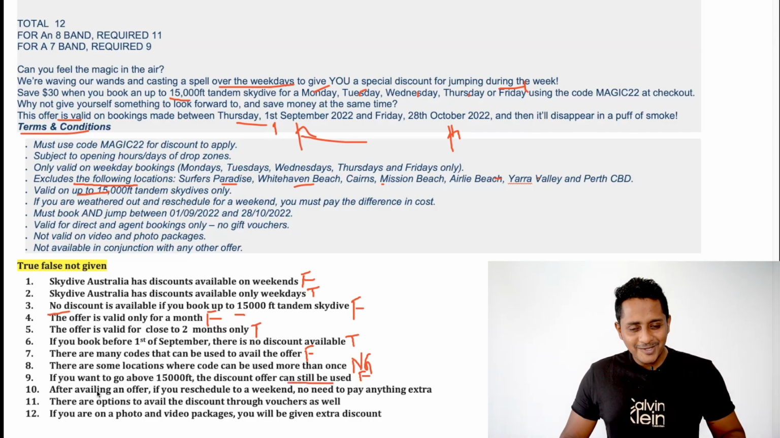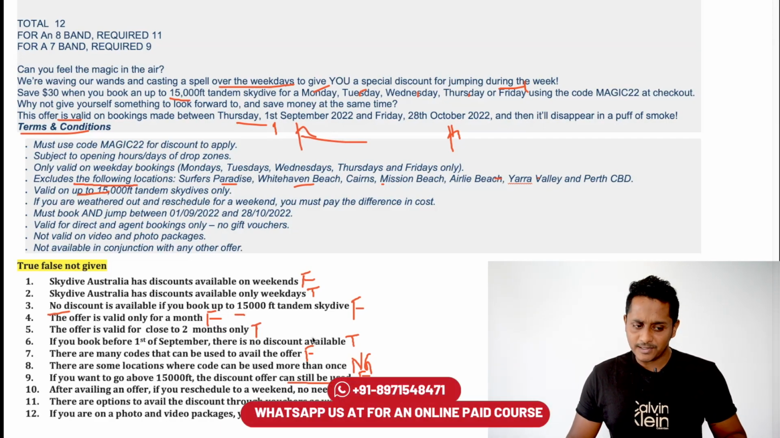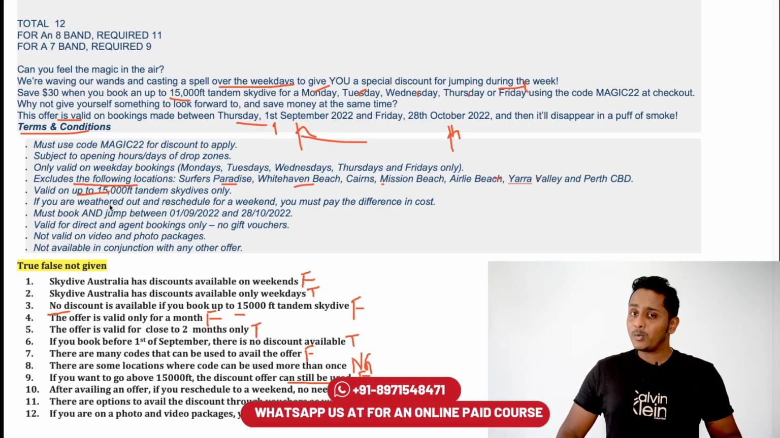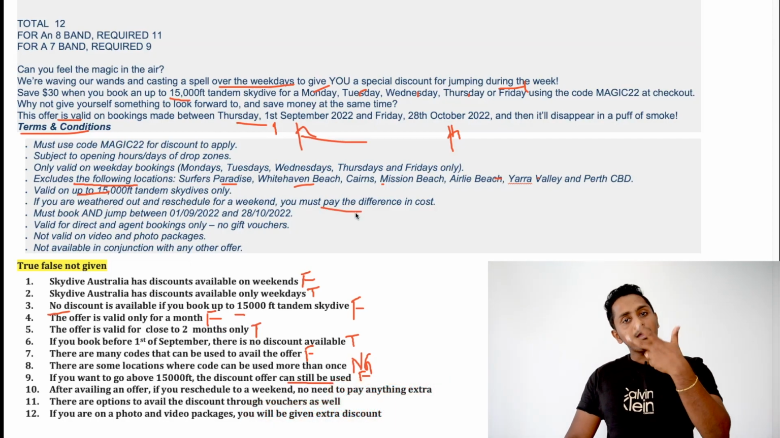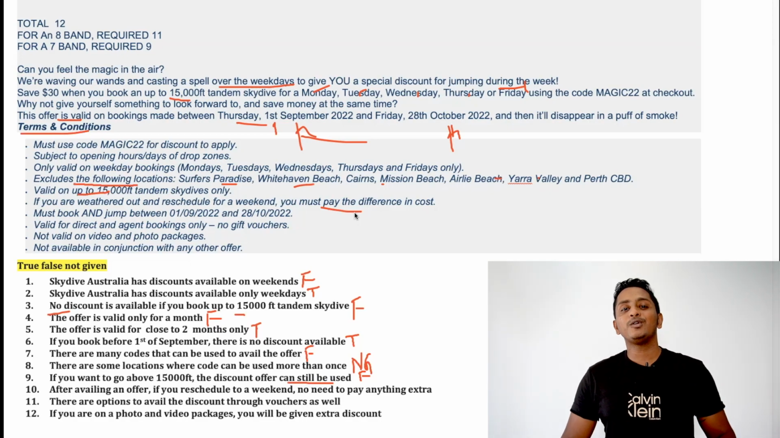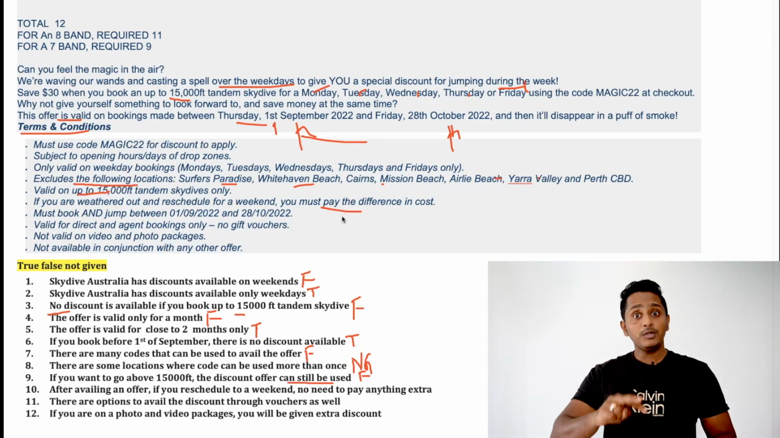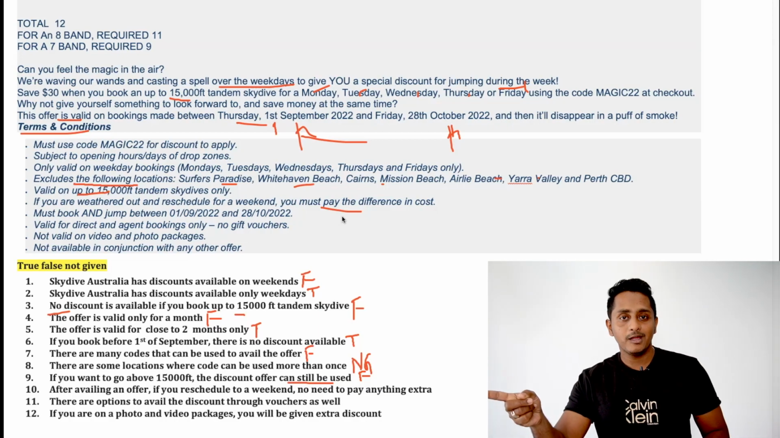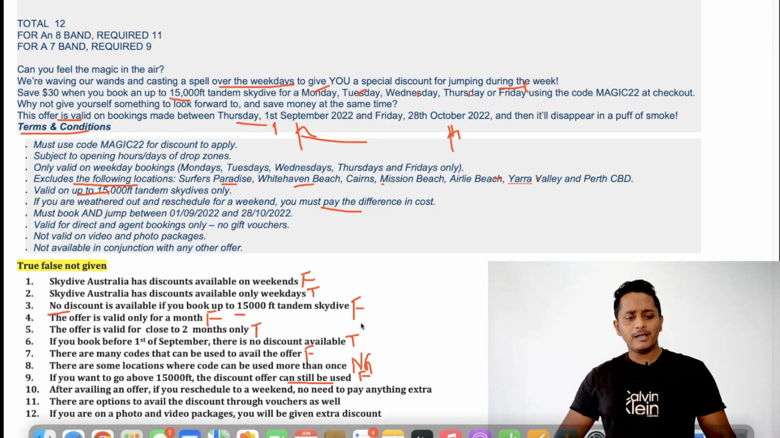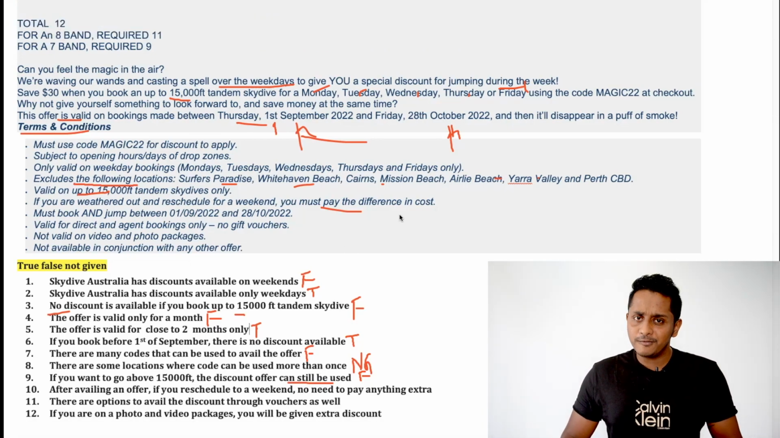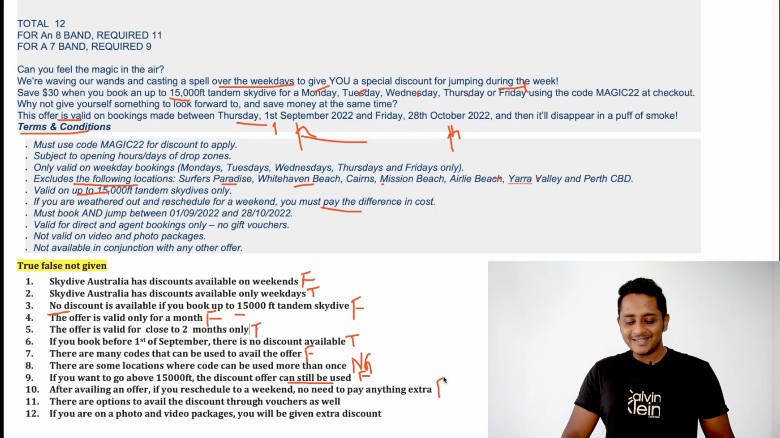After availing an offer, 10th one: if you reschedule to a weekend, no need to pay anything extra. If you are weathered out, or you're not well, and reschedule for a weekend, you must pay extra because this offer is valid only on weekdays. You wanted to buy this offer on a weekday, but you rescheduled to Saturday. Can you still use it? No, boss. It is only for the weekday. You have to pay the remaining difference. No need to pay anything extra? Lie. If it is a lie, it is false.